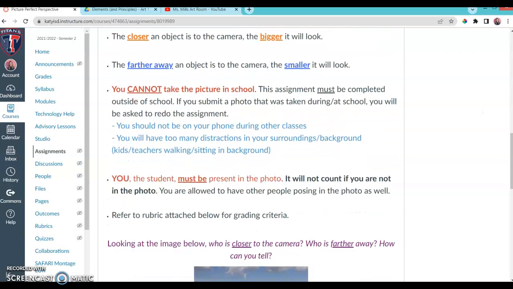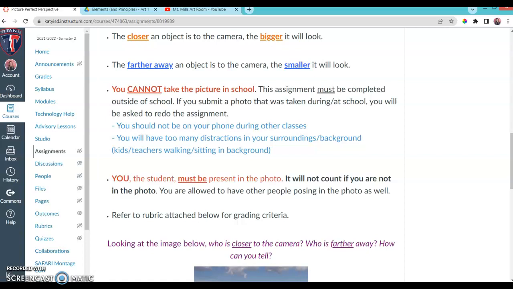Now, a couple things. You are not allowed to take the picture in school. This assignment must be completed outside of school. If you submit a photo that was taken during or at school, I'm going to ask you to redo the assignment because of a couple things. You should not be on your phone in other classes, okay? That's just a big thing.